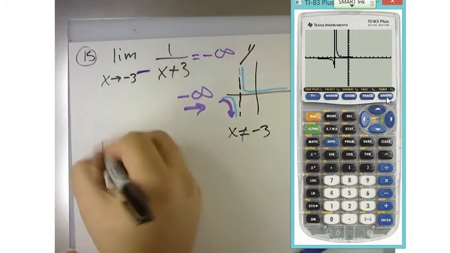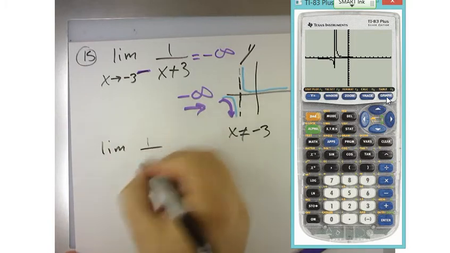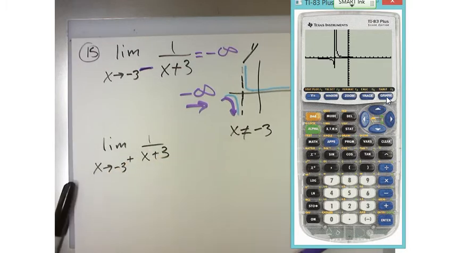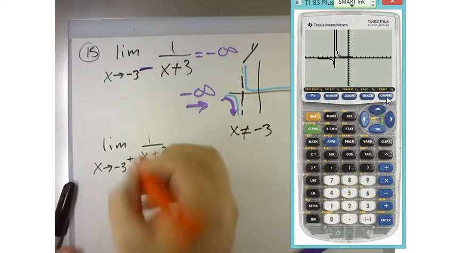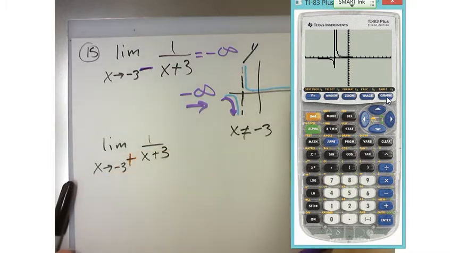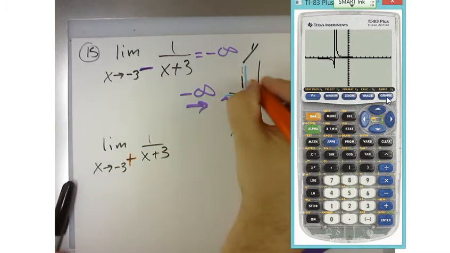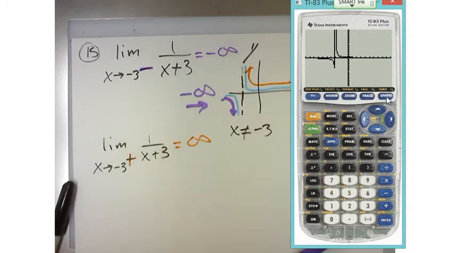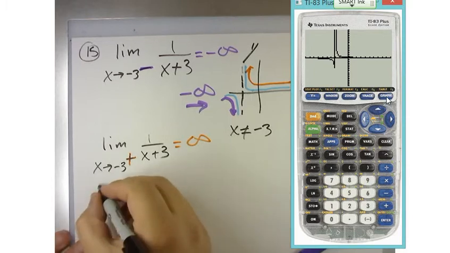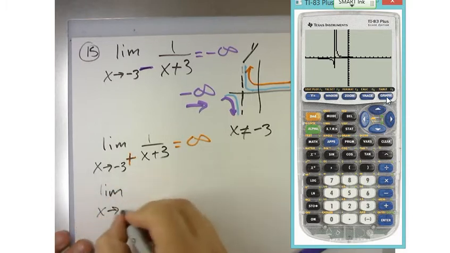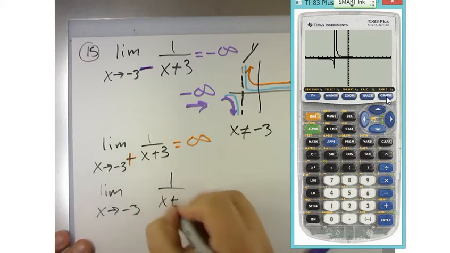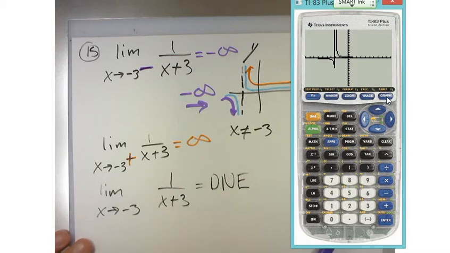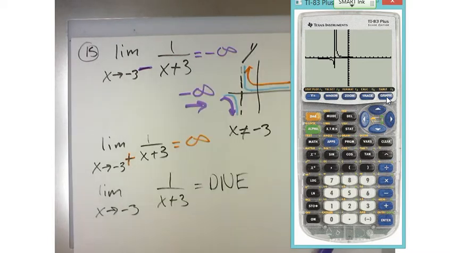Now if I were to say the limit of 1 over x plus 3 as x approaches negative 3 from the other side, this plus sign is telling me to look at this from positive infinity, so I'm going to follow the curve this way, and that would give me a limit of positive infinity. The limit as x approaches negative 3 of this function does not exist, because this one doesn't equal this one. They're not approaching the same value.